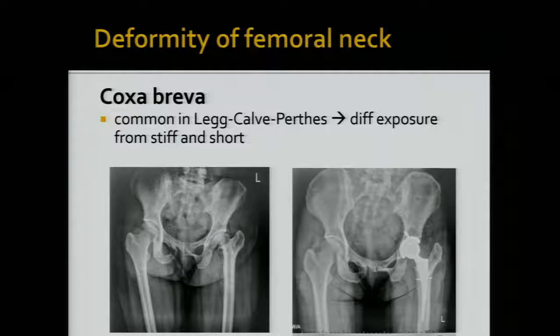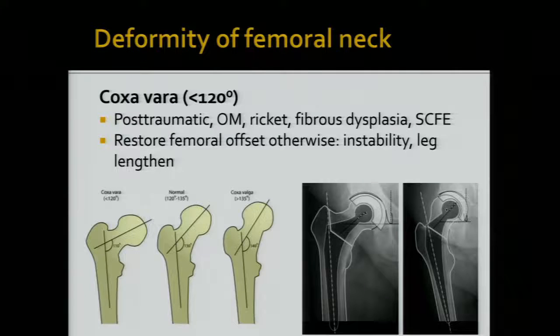The deformity of the femoral neck may be a coxa breva, which is common in Legg-Calvé-Perthes disease. The typical problems for this deformity are difficulty of exposure, stiffness of the hip joint, and shortening of the hip. The etiology can be congenital or acquired. The key of reconstruction here is to restore the femoral offset. Otherwise, you may encounter hip instability or lengthening of the hip.